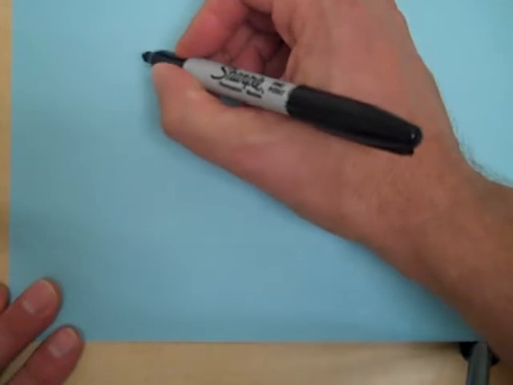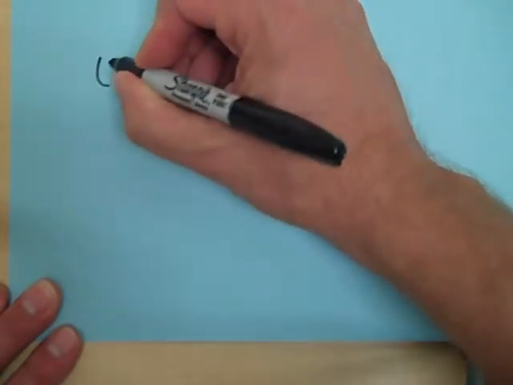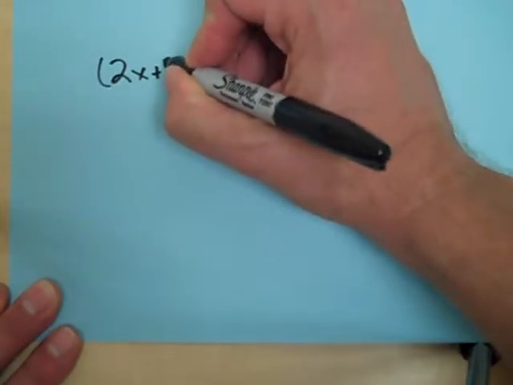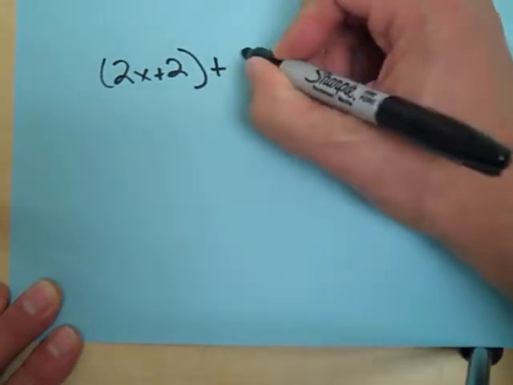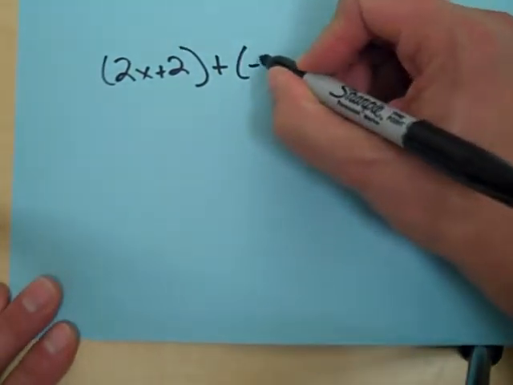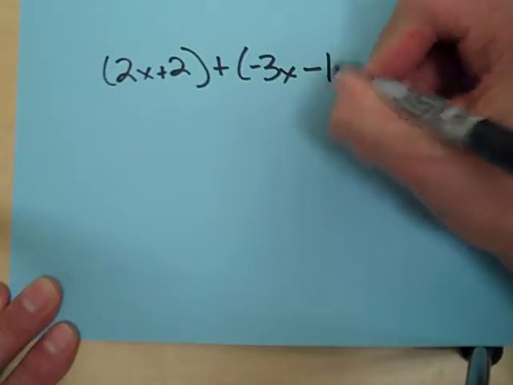Let's go ahead and look at another example. Bring in a fresh sheet of paper. So let's do a couple of things here, maybe with some parentheses. Let's say I had a 2x plus 2. Let's say I was going to add to that, in another parenthesis, a negative 3x minus 1.